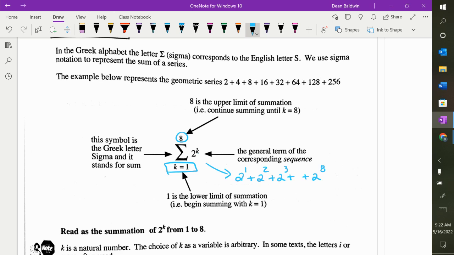And the reason it's got this addition sign is because it's in the sigma notation, which means you're adding everything together. Okay? That's all sigma notation means. All right? Add all the numbers for the formula 2 to the power of K from K is equal to 1 to 8. That's it. That's all you're doing.